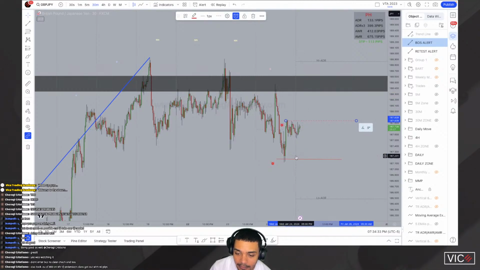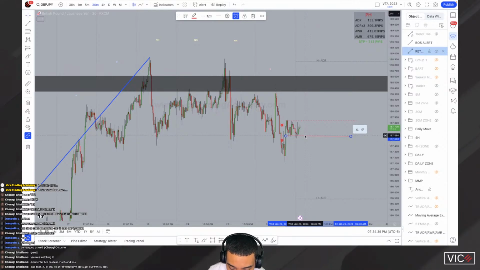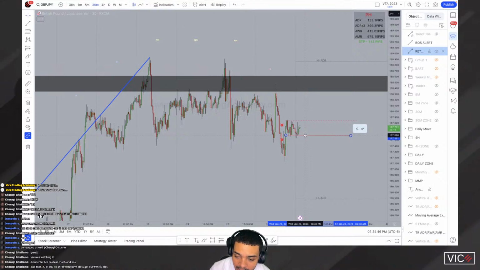Break above here. Retest my lows. We're in this tight consolidation, but I definitely want to see a sweep, guys. Definitely want to see a sweep of the lows. Hands down.